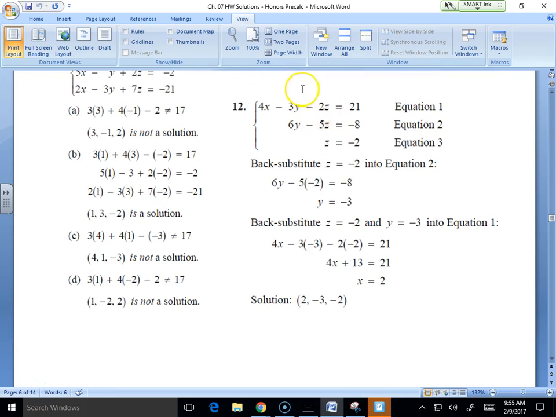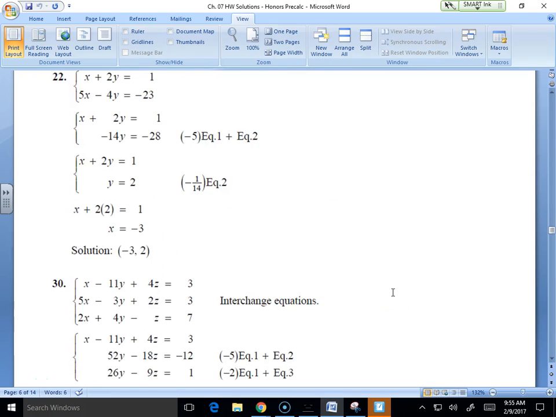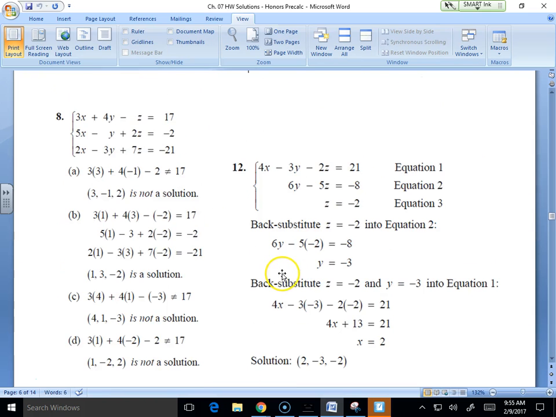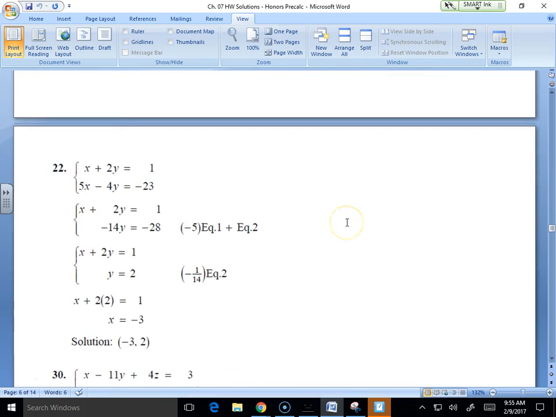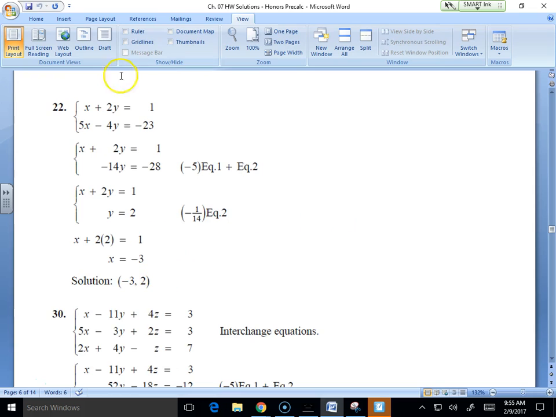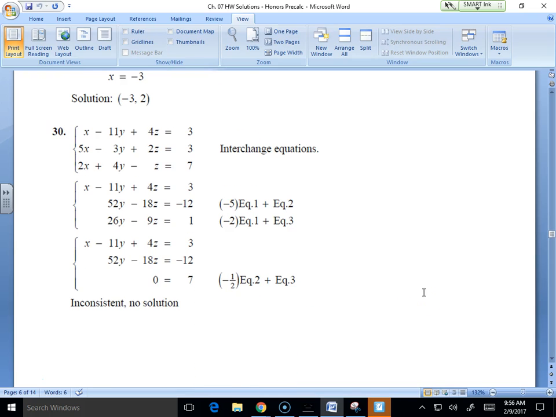Following, oh guys, it was a stair step. It was pretty nice, wasn't it? Number 22. Oh, there were only 2 equations. They still did the stair step, but either way, whatever. Solution, negative 3, 2.